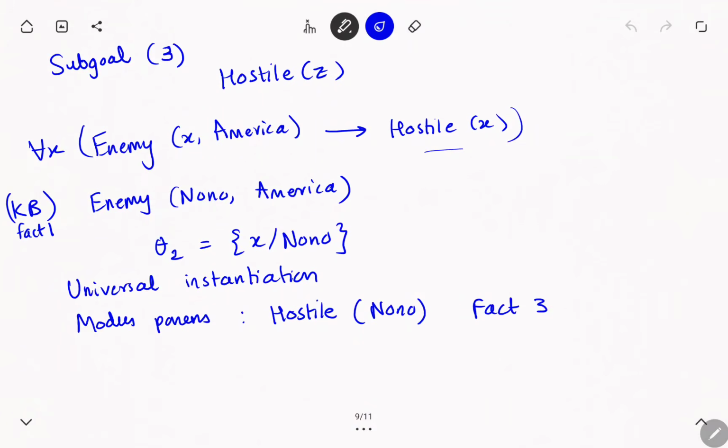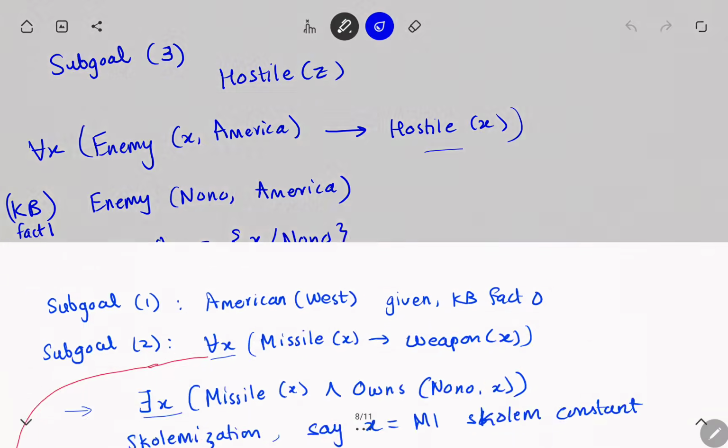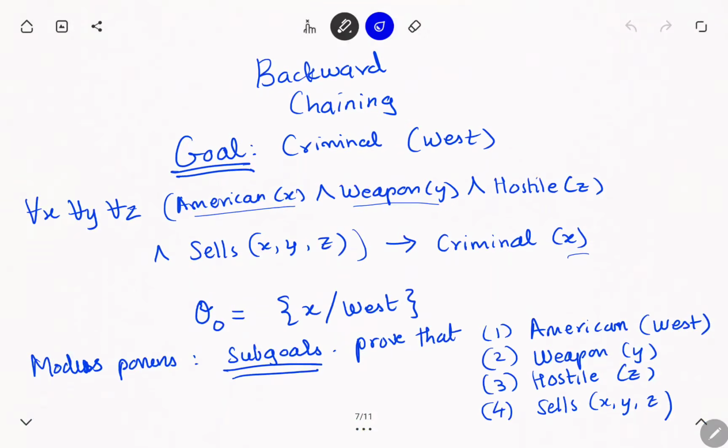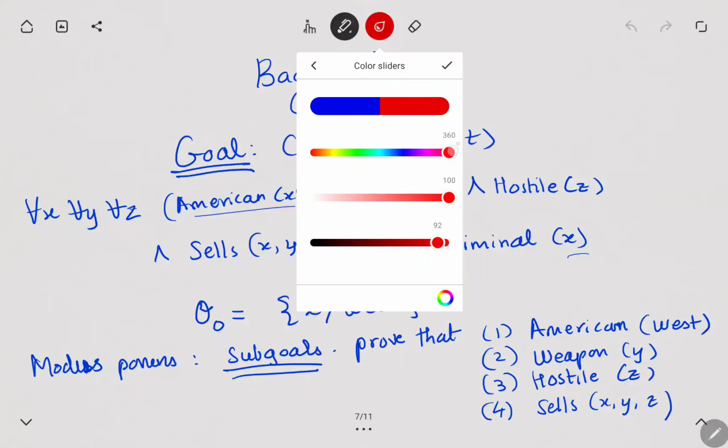It may be only 1 sub goal as well. So if all the sub goals have been achieved, why were there 4 sub goals in this case? Because there were 4 clauses over here, right?